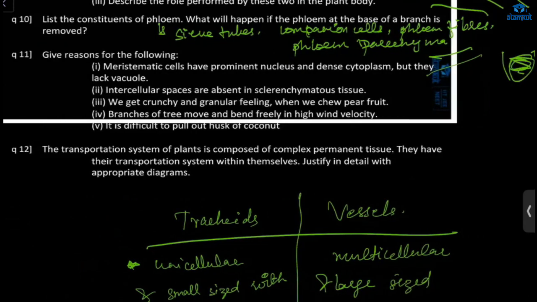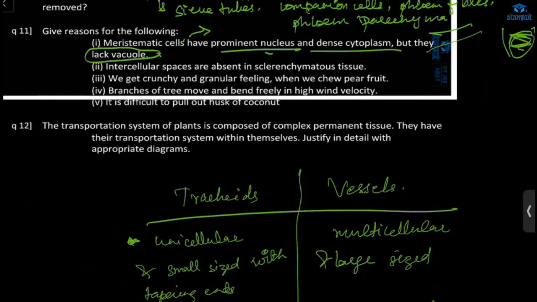Let's see. Give reasons for the following. Meristematic cells have prominent nucleus and dense cytoplasm, but they lack vacuole. Because the meristematic cells are continuously dividing, there is no need for storage of food, okay? They are using it continuously, so there is a lack of vacuole, okay?